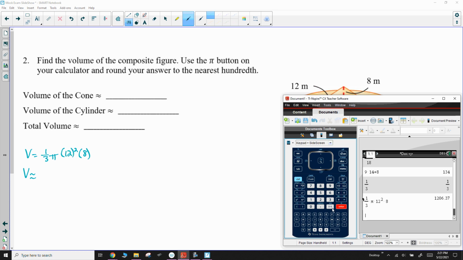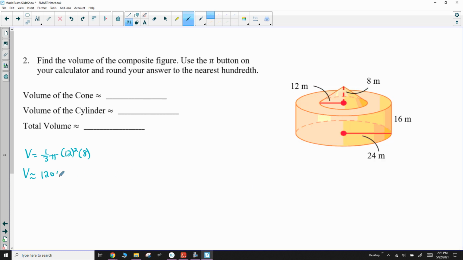have to do the rounding. For mine, it's already rounding to the nearest hundredth. So 1206.37. We're going to work on the volume of the cylinder.